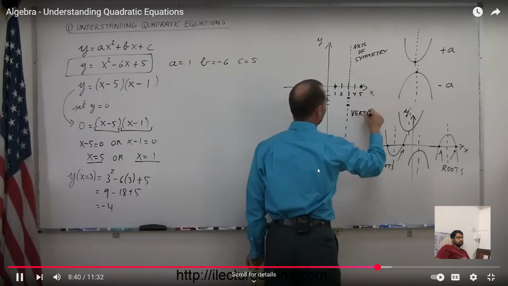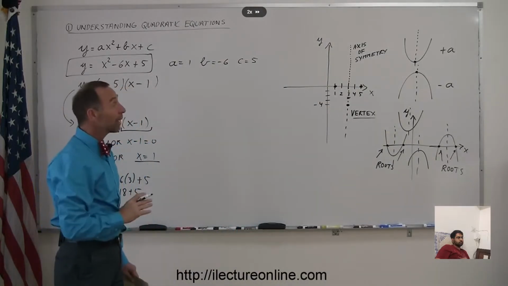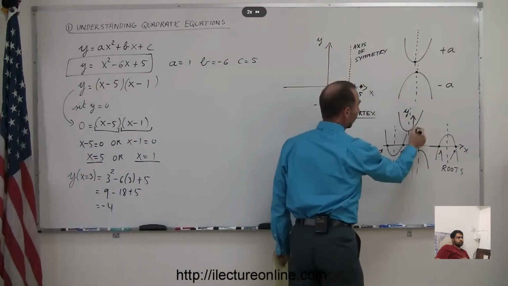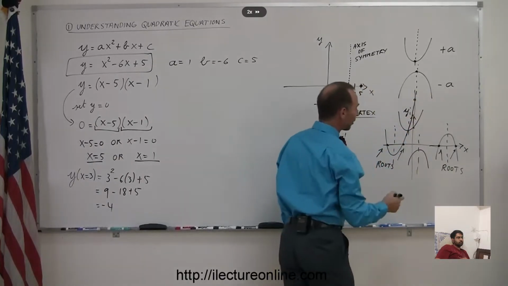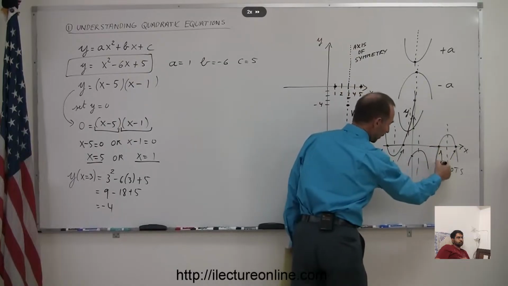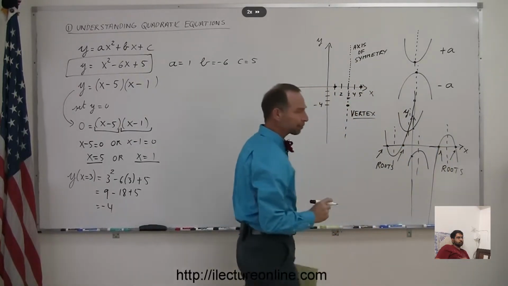So that's the vertex of my parabola. Now there's one more special point about the parabola. Sometimes the parabola will cross the y-axis, like over here. In this case, it doesn't look like it, but if you keep going long enough, eventually you will cross the y-axis. Right here, this parabola crosses the y-axis over here. And if this parabola goes on long enough, eventually you can see way down here somewhere, the parabola will also cross the y-axis. How do we find that point?